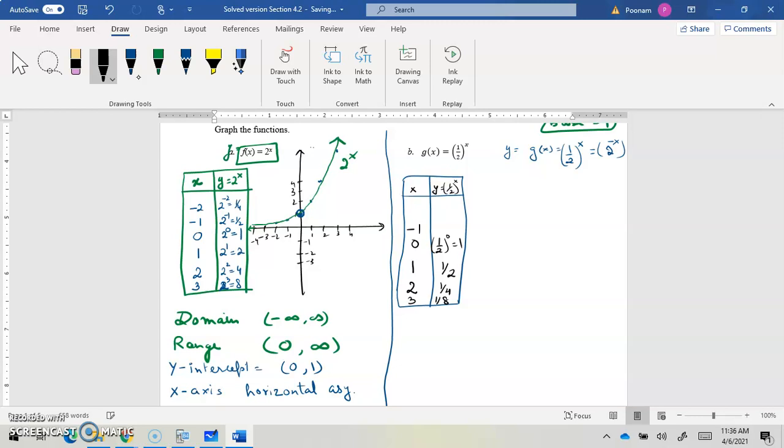At negative 1, when you do negative power, it flips, reciprocates. So half raised to power negative 1 would be 2. At negative 2, it will be 4. So what do you notice if I have to plot the graph of this function? Let's have a grid.